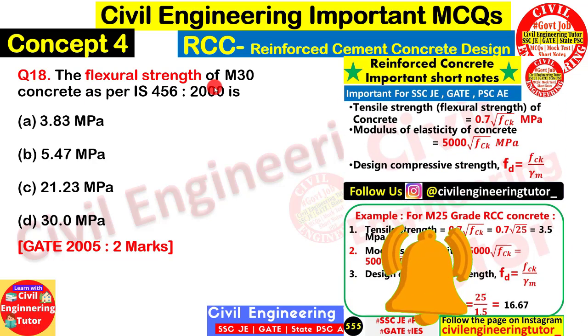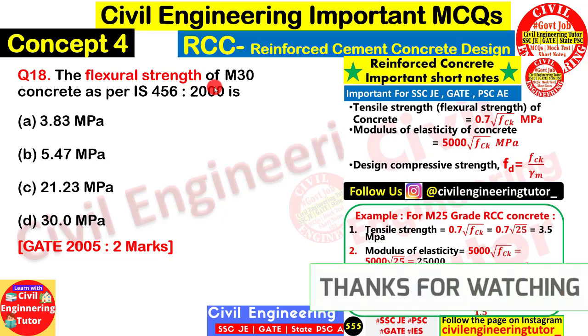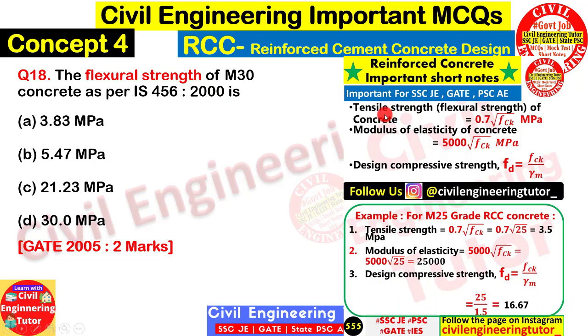This post you can see, you must have seen this post if you are following our page. Here you can see the expression for tensile strength, and this strength is also known as flexural strength of concrete, is 0.7 root over FCK. Modulus of elasticity we have already seen, 5000 root over FCK. Design compressive strength we will see later. So here flexural strength is 0.7 root over FCK.